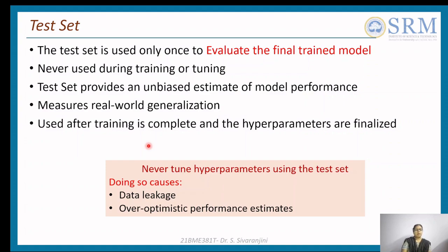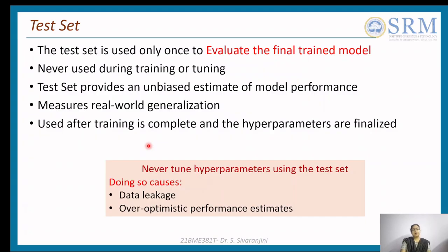One important point we have to note is never tune the hyperparameters using the test set. Hyperparameter tuning, everything, should be done. Whatever the learning rate or other hyperparameters are, we should tune them before the test set is given to the model.